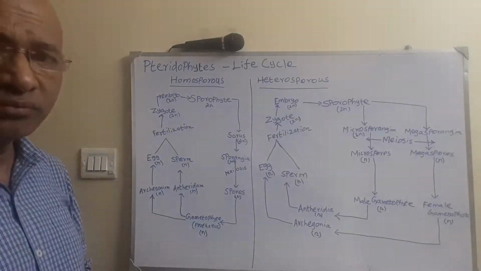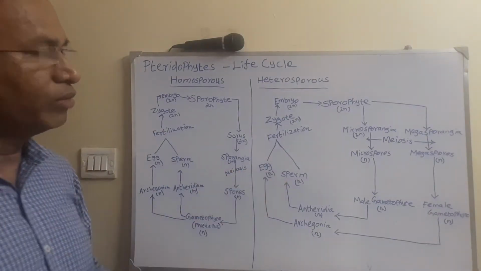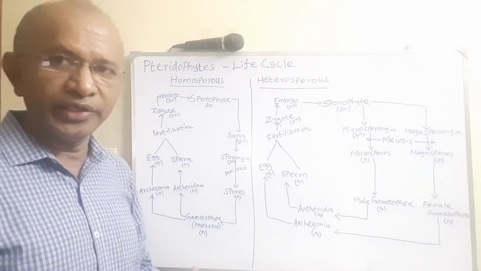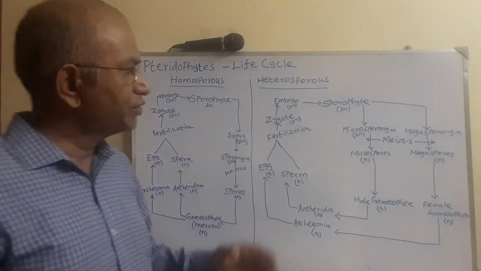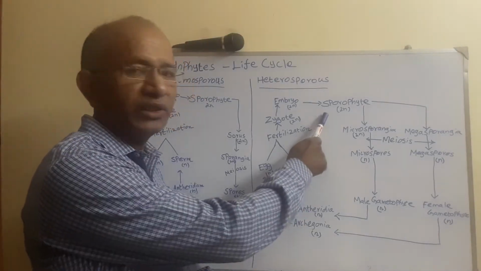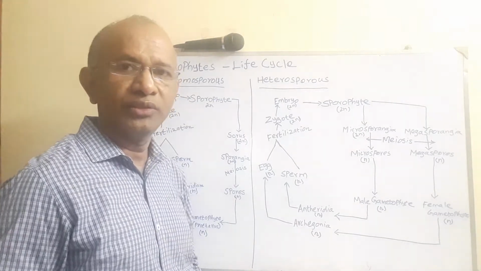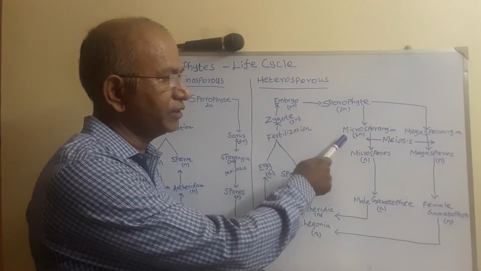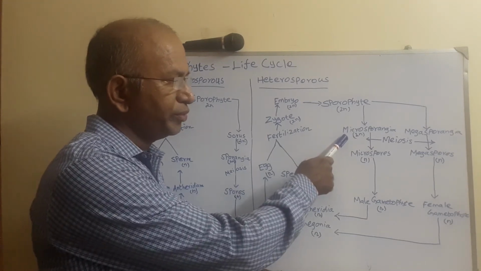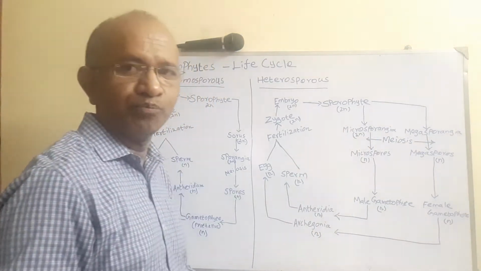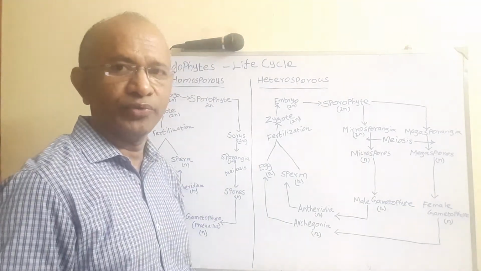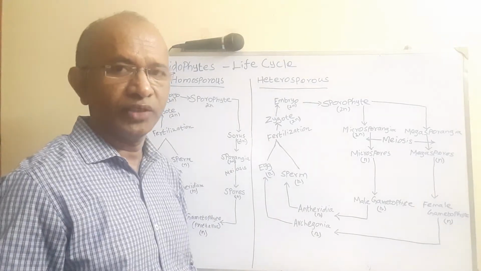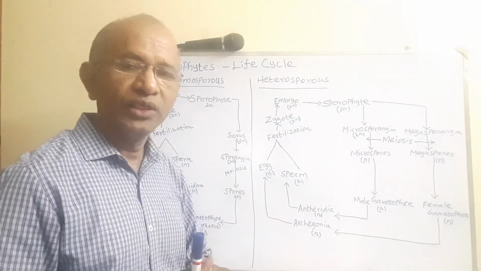Okay, now we move to the other one called the heterosporous type. So hetero means what, different. See, in this you can see the plant body is the sporophyte, there is no doubt. But this sporophyte, a diploid sporophyte, produces microsporangia and megasporangia. You have to understand here, it produces microsporangia and megasporangia. Of course, these are also present inside a sorus.